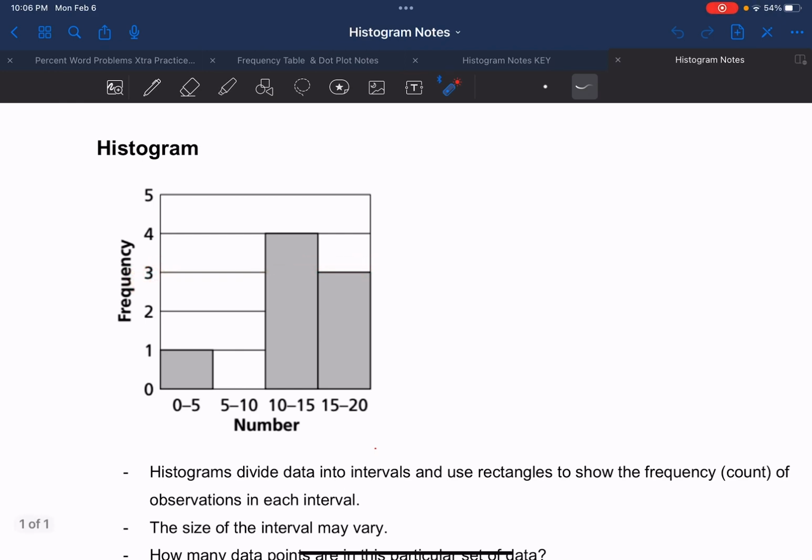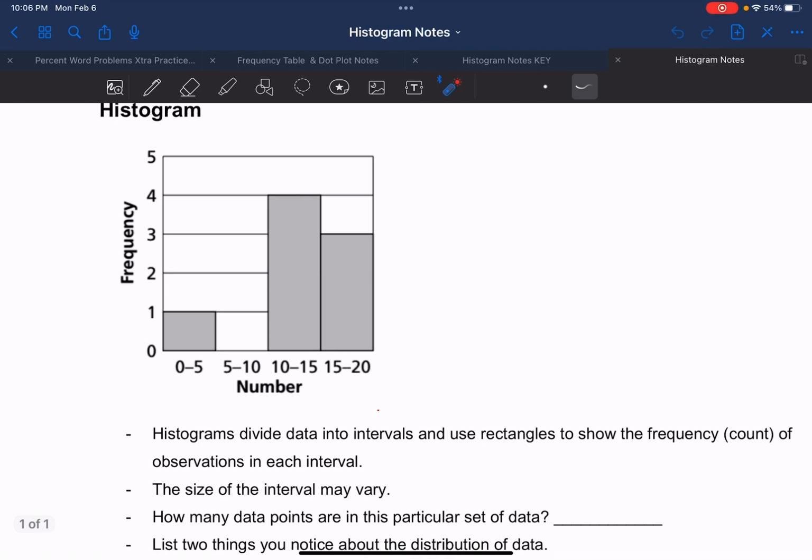The size of the interval may vary. So you may have something like 0 to 1, 1 to 2, or maybe 0 to 50, and then 50 to 60, something like that.